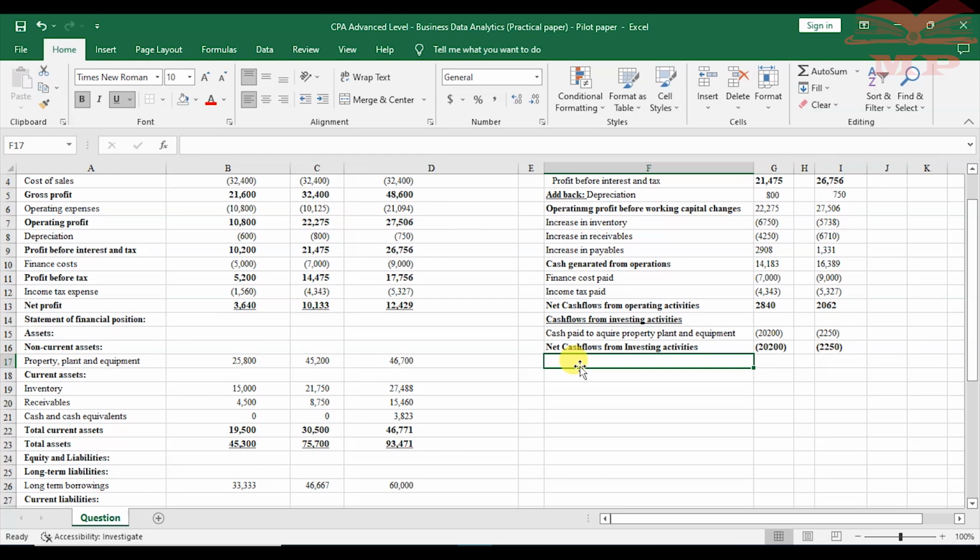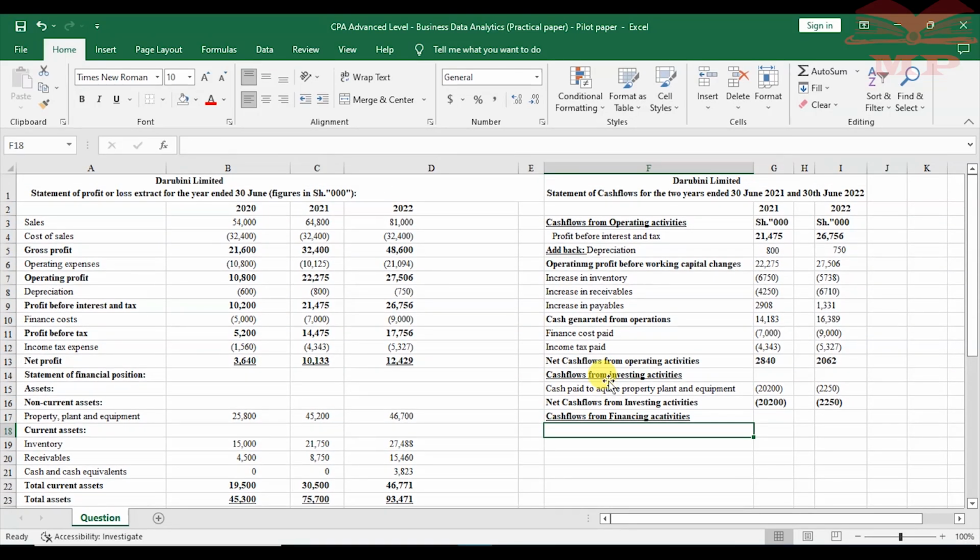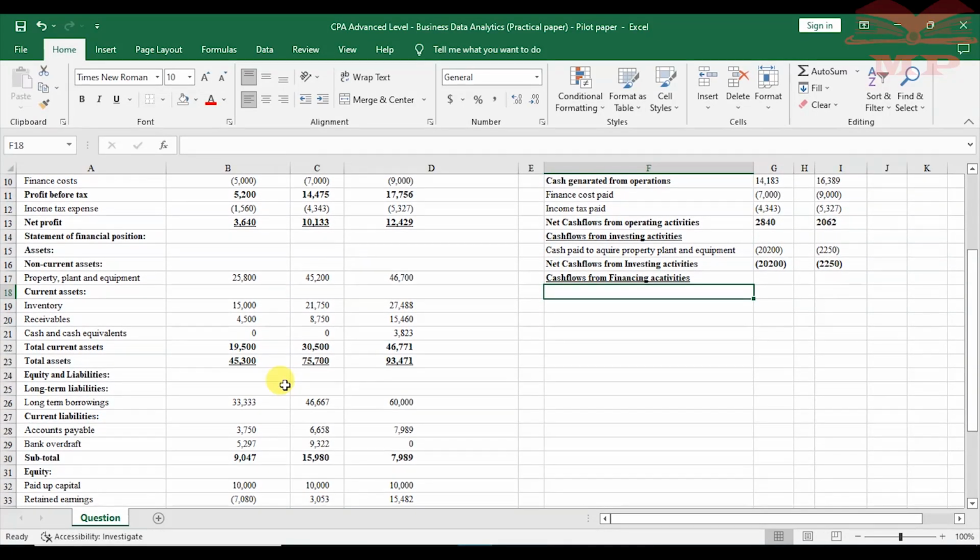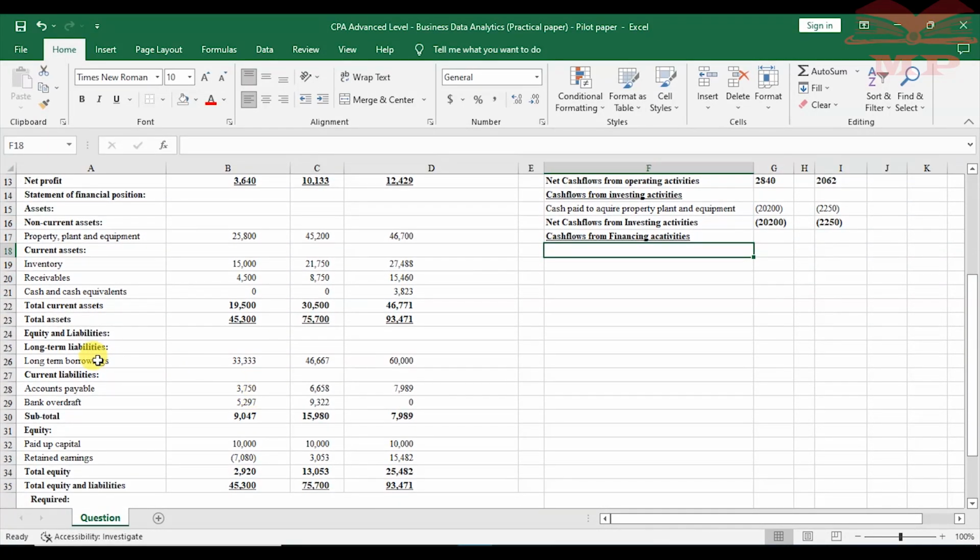Then finally, cash flows from financing activities. On cash flows from financing activities, you will be looking at the long-term borrowings and you'll be looking at the equity, how the equity changed.